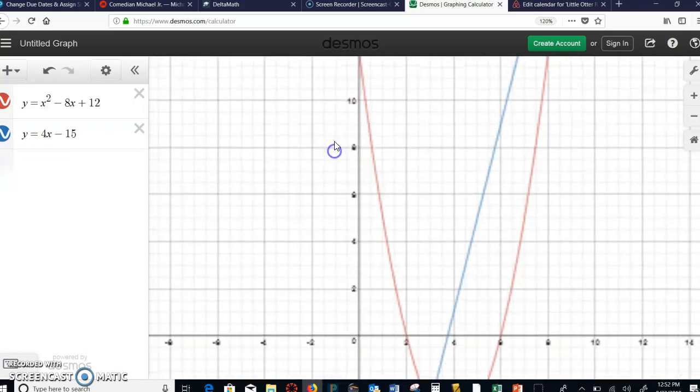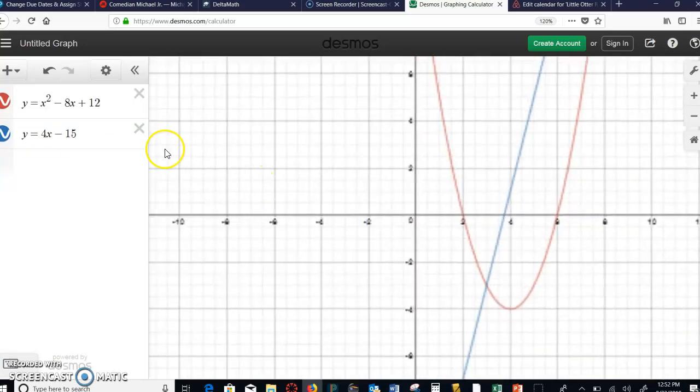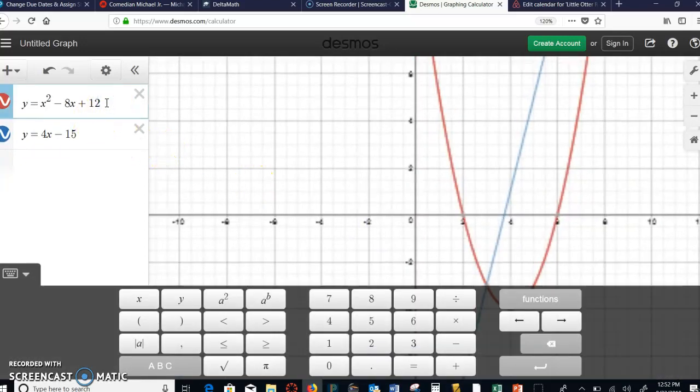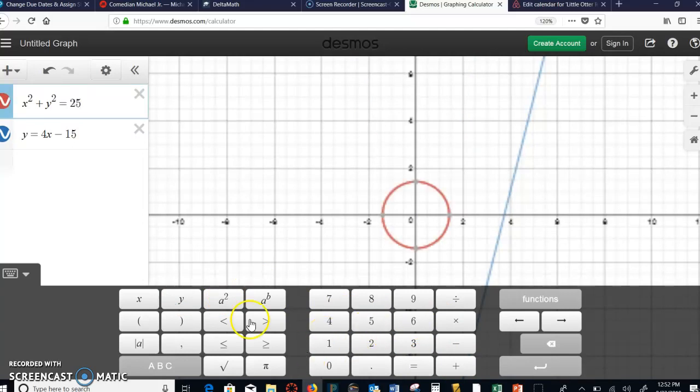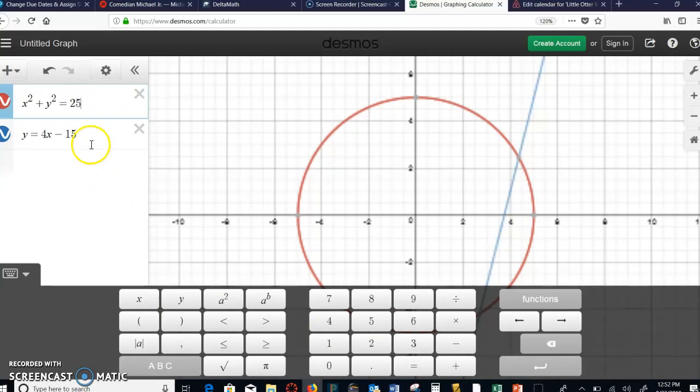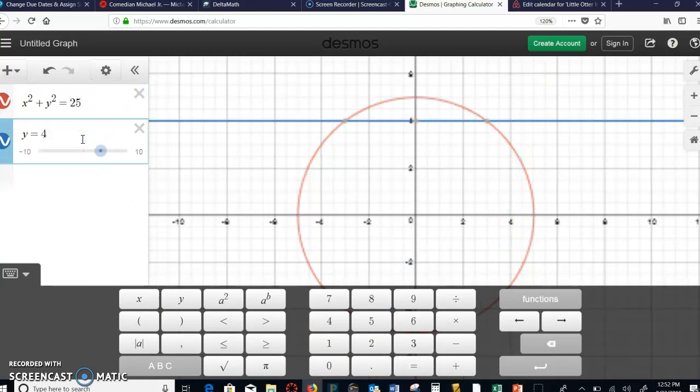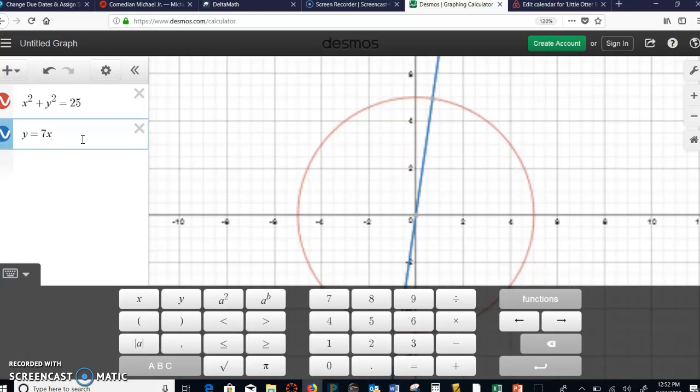So I'm going to move this back to the origin and do the last one. The last one is x squared plus y squared equals 25. And you can see that we get a circle from that. And then the second equation is y equals 7x plus 25.